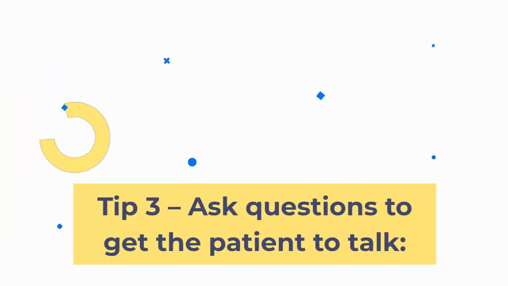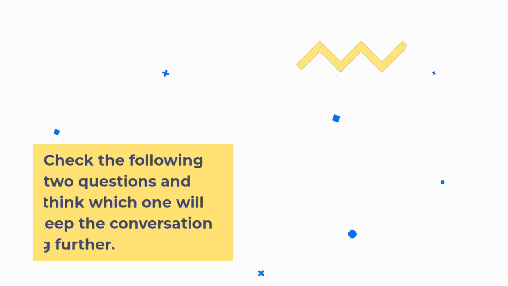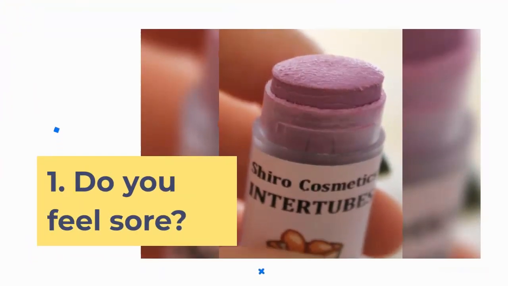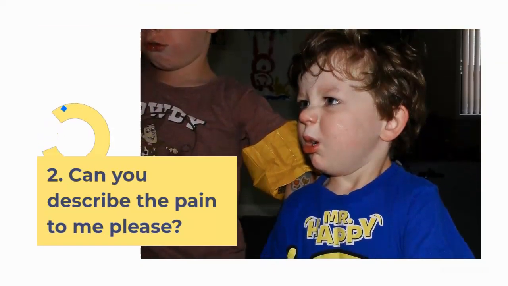Tip 3. Ask questions to get the patient to talk. If the interlocutor hesitates to speak, you should ask questions that motivate him to speak. Check the following 2 questions and think which one will keep the conversation moving further. 1. Do you feel sore? 2. Can you describe the pain to me, please?